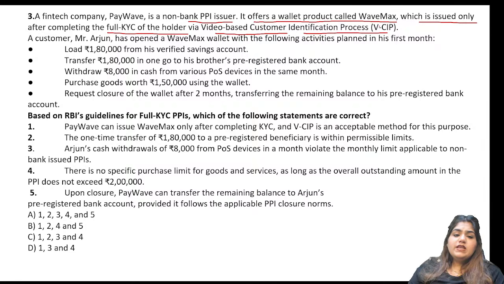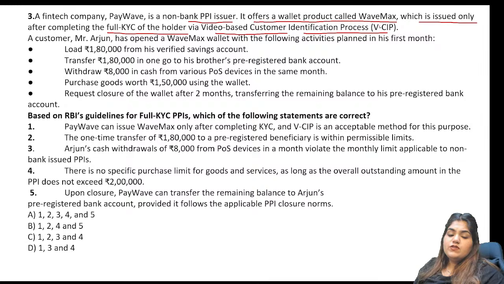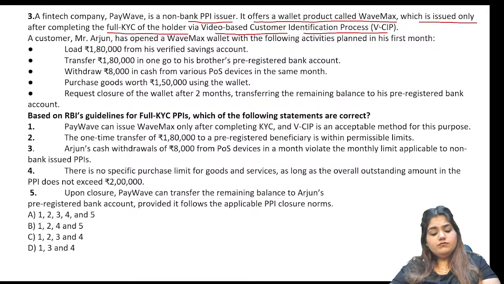Withdraw 80,000 in cash from various POS devices in the same month. Purchase goods worth 1,50,000 using the wallet. Request closure of the wallet after 2 months, transferring the remaining balance to his pre-registered bank account. Which of the following are correct? PayWave can issue WaveMax only after completing KYC. After completing KYC, yes.